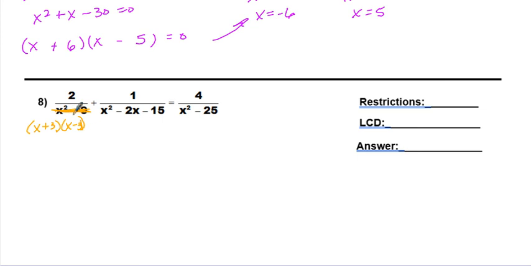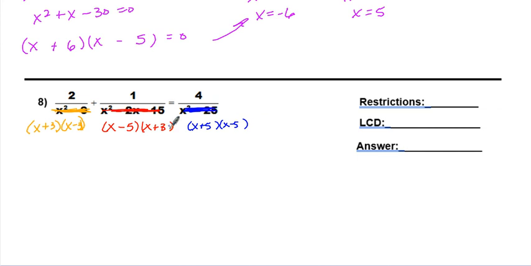Sorry about that. And then this second fraction must have to factor this. So what multiplies to negative 15 and adds to negative 2? It must be some combo of 5 and 3, and the 5 needs to be negative and the 3 needs to be positive. And then this last fraction, I am once again looking at a difference of squares. So it must be factored to x plus 5 and x minus 5.